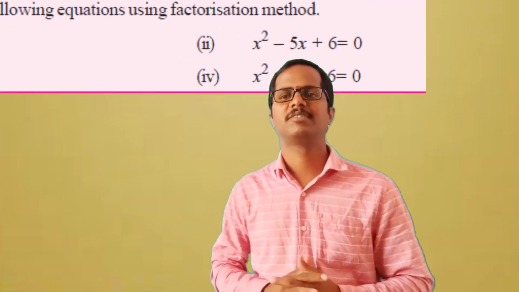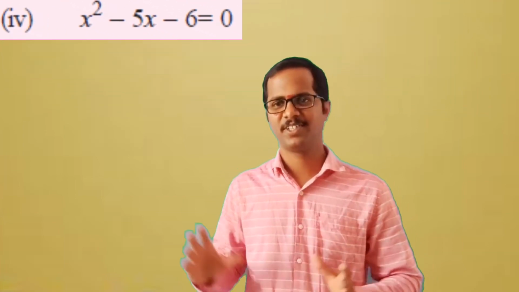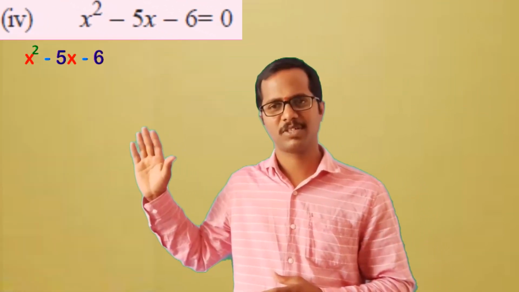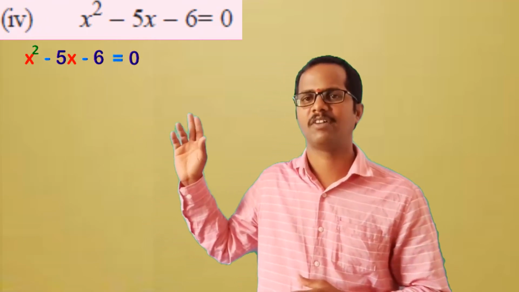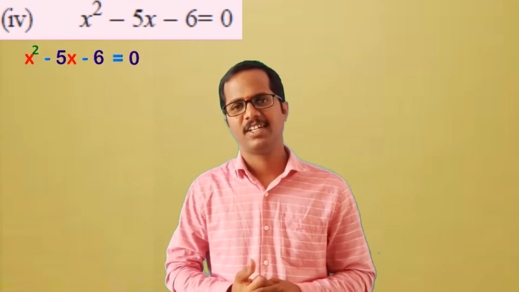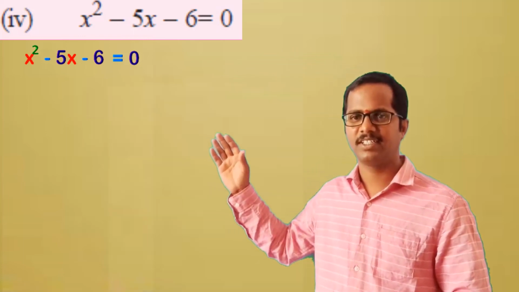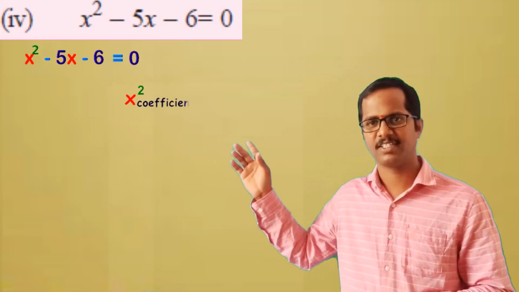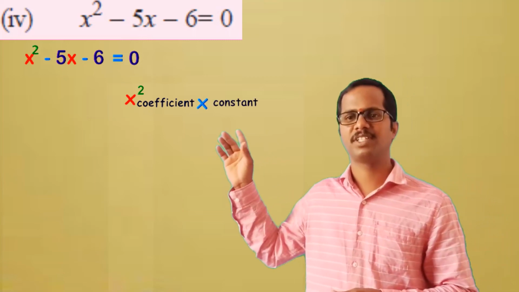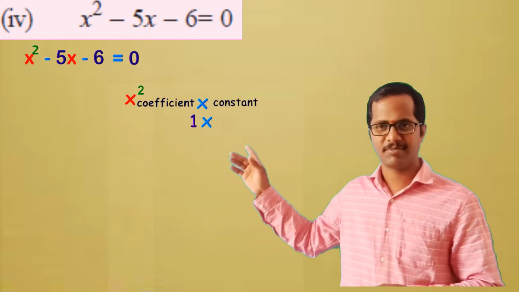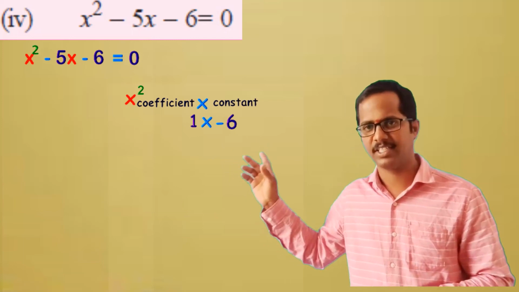Now the fourth problem, x squared minus 5x minus 6 equals 0. So here in this, the two terms that are minus 5x and minus 6 have negative signs. Now let us factorize this. For that, the product we have to take is x square coefficient into constant, which is, here x square coefficient is 1 and the constant is minus 6. So their product is minus 6.